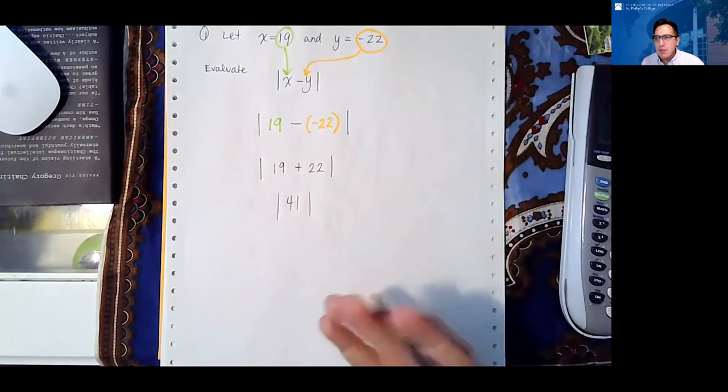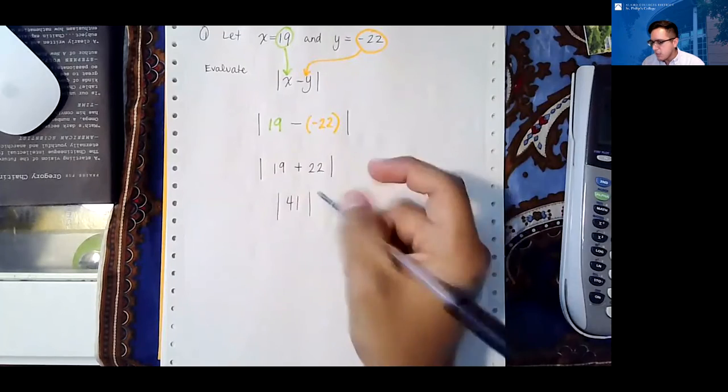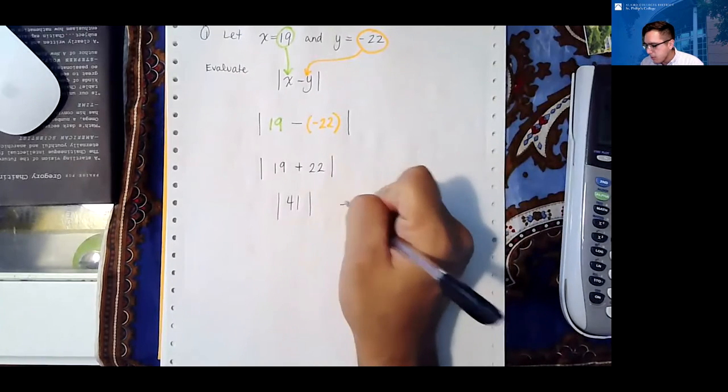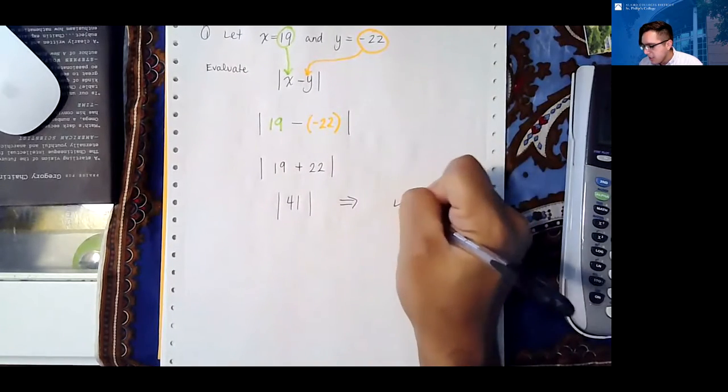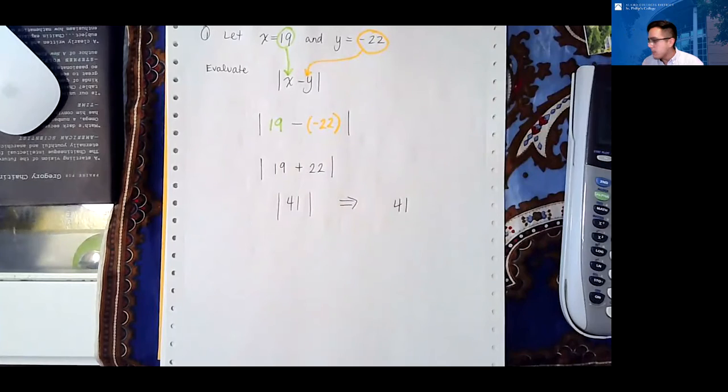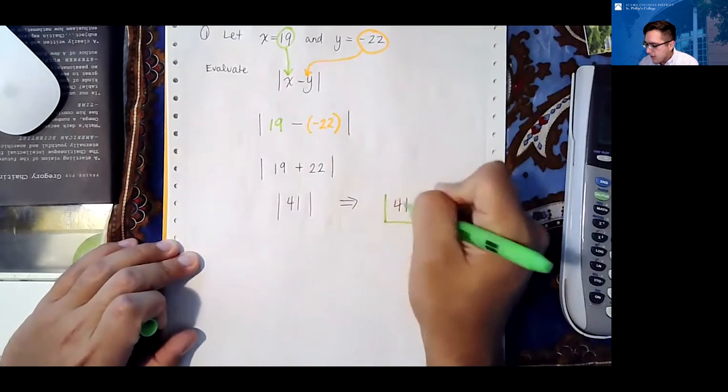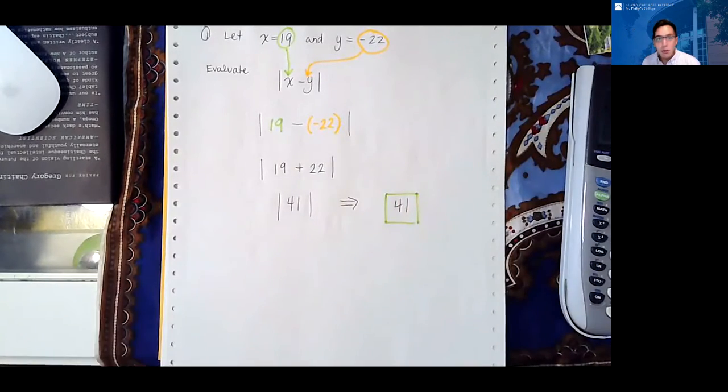But again, the absolute value is just returning the positive distance from 0. Since that's already a positive number, we're not going to make any changes there. This is just going to be 41. We can drop the absolute value bars, and our simplified answer is 41. Does anybody have any questions, comments, or concerns about that problem?